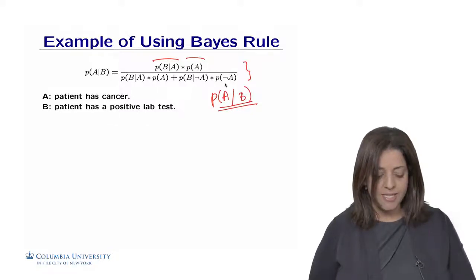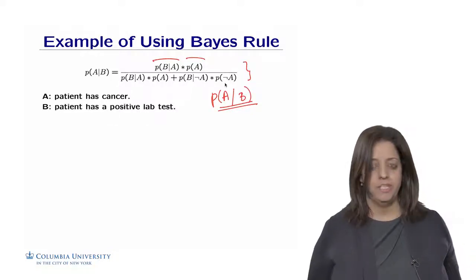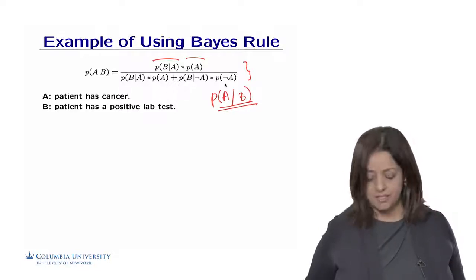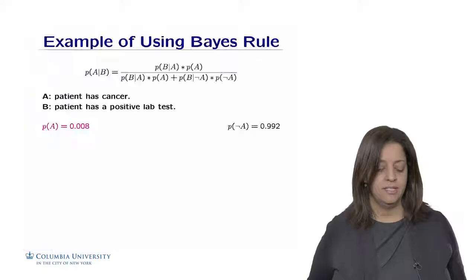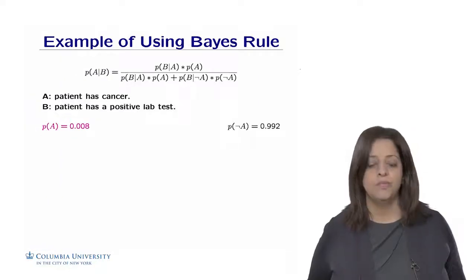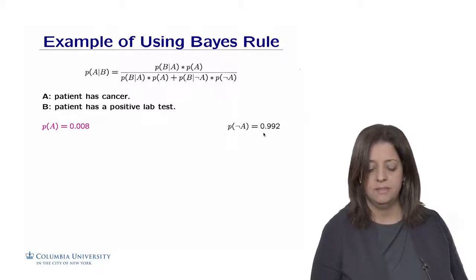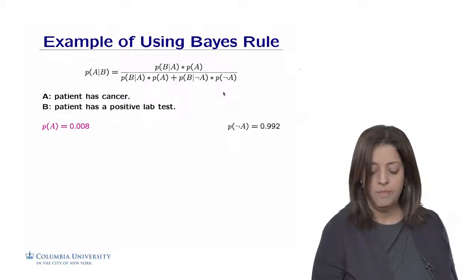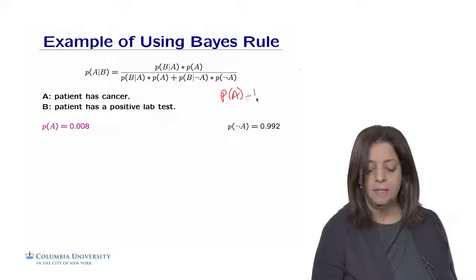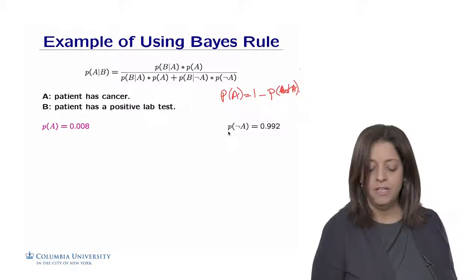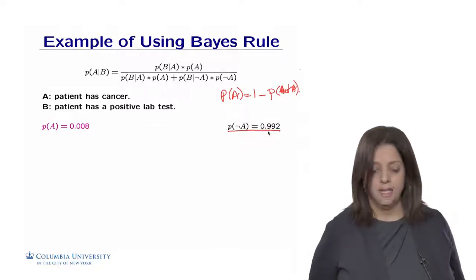All right, so suppose that the incidence of cancer in the population is 0.8%, which means that the probability of someone having cancer, which in this case we call the prior, is 0.008. The probability of not having cancer is the complementary. Recall one of the axioms of probability: the probability of the event A is simply 1 minus the probability of the event not A. In this case, we could calculate the probability of not having cancer as 0.992.